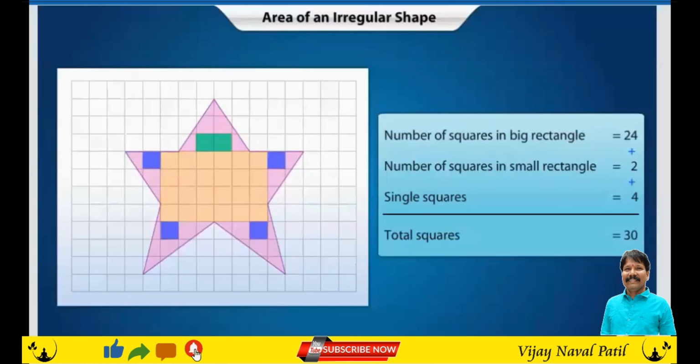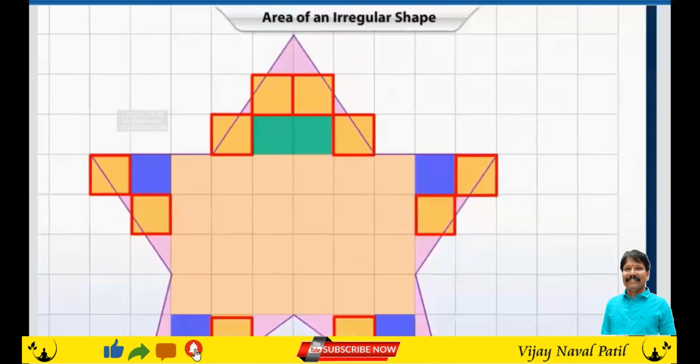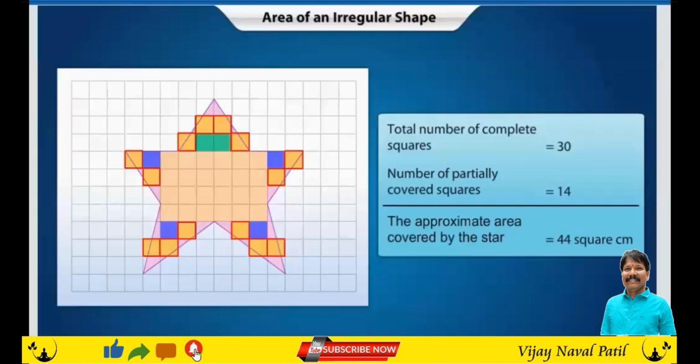You will notice that the star also covers some more squares. More than half of the square is covered, but it is not completely covered. To estimate the area of a figure, we count these squares as whole squares. In this case, there are 14 such squares. So we can now say that the approximate area covered by the star is 30 plus 14, which is 44 square centimeters.